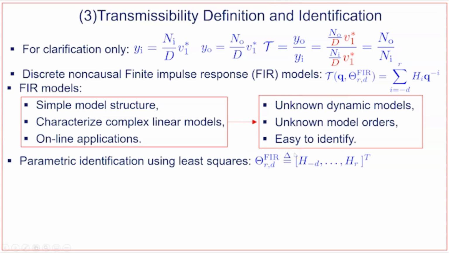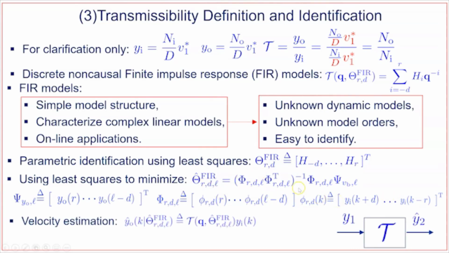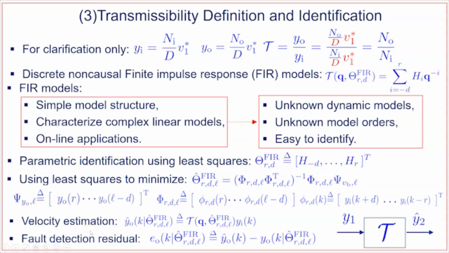To identify it, let's consider theta here as a vector of the model parameters. Then a parametric least squares identification can be obtained from the sensor measurements. And after that, we can obtain the velocity estimation of the platoon using yi multiplied by the transmissibility operator. We can obtain the prediction of yo. After that, we can obtain our fault detection residual as the difference between the measured velocities and the predicted velocities.